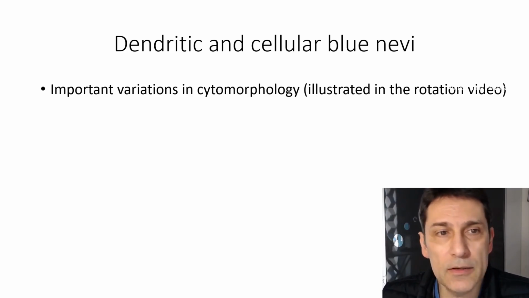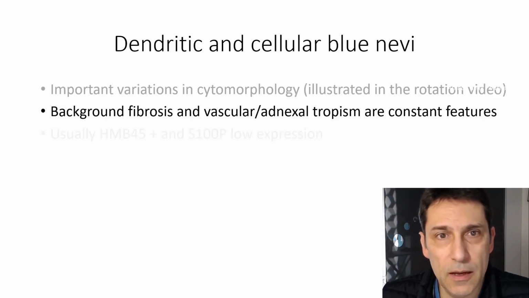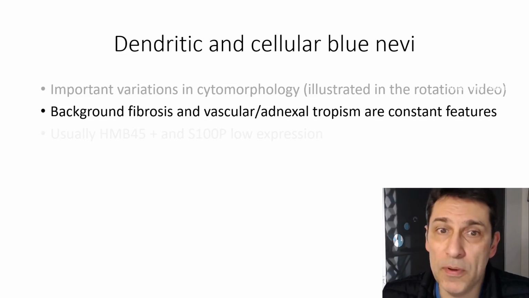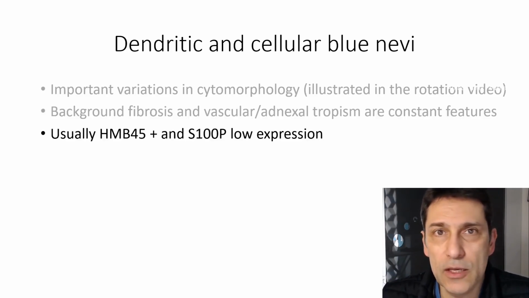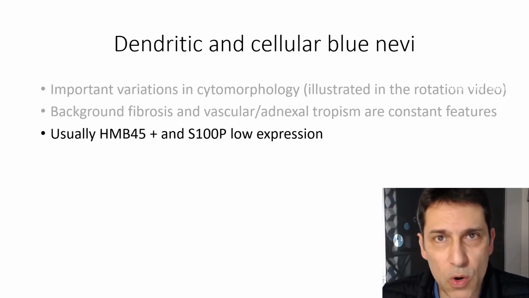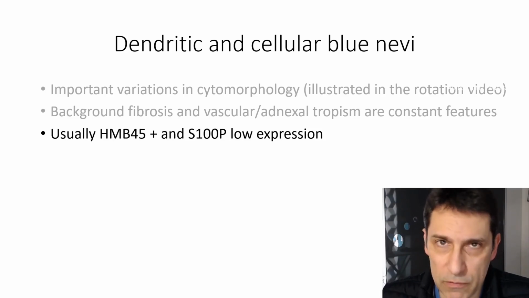And you have seen there are important variations in cytomorphology, and we will try to illustrate with the video the important variations we found in such tumors. You will almost always find a background fibrosis and a tropism for vascular and adnexal structures. And lastly, usually HMB45 will always be positive in some areas, and most of the time you will find a low expression of S100.